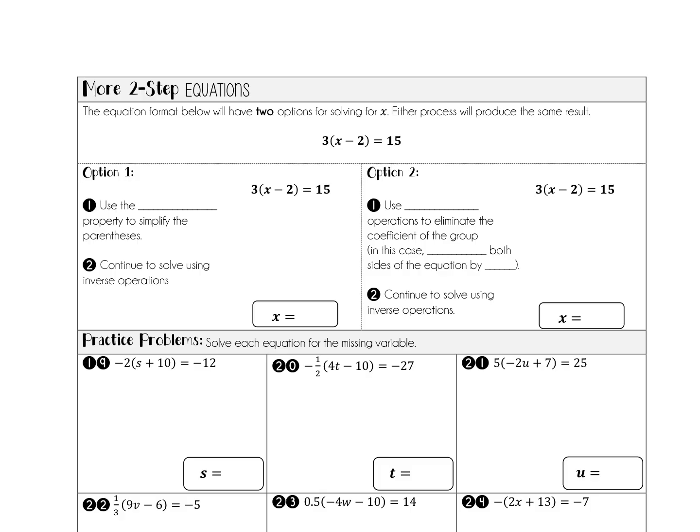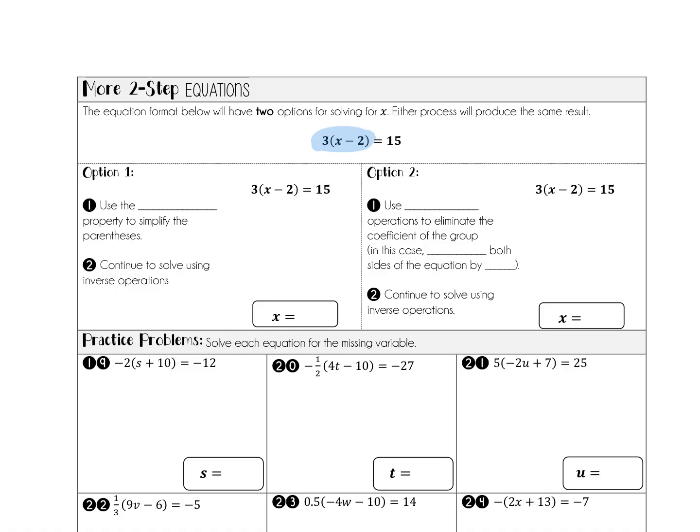A little more challenging are equations that have parentheses, but this should be familiar to you. When you see parentheses and there's an expression inside, like 3 times the sum of x, the difference of x and 2, you probably recall that we'll need to distribute before we apply our inverse operations. But there's actually another way that we can do it as well.